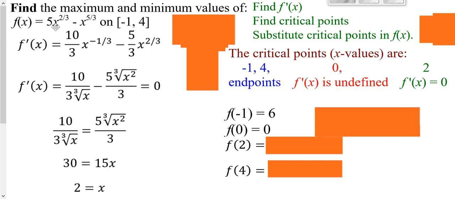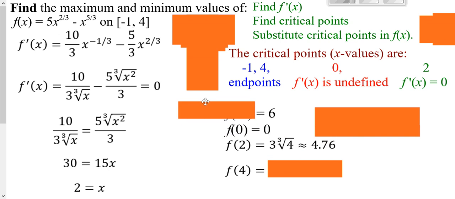Take 2, plug it in. Remember, this would be a 2 squared, and you've got to take the cube root. This would be a 2 to the 5th power, and then take the cube root. And then remember, you could take 2 to the 5th instead of a cube root and simplify that root. Well, if you do all that, you end up getting 3 cube root of 4, which I wanted an approximation, so I'd have an idea if it was more than 6 or less than 6.